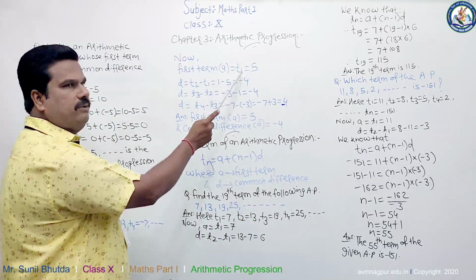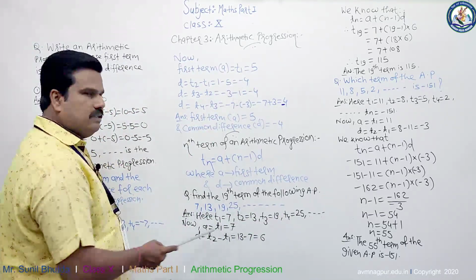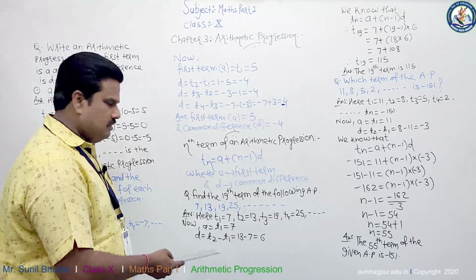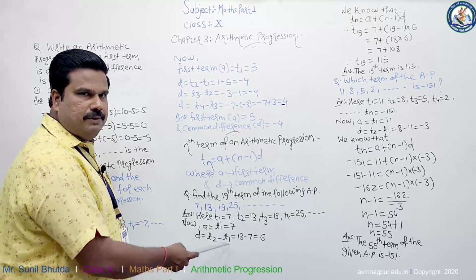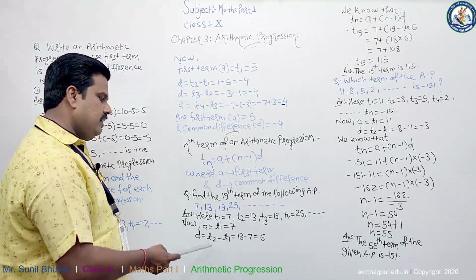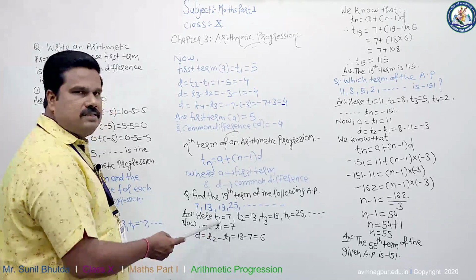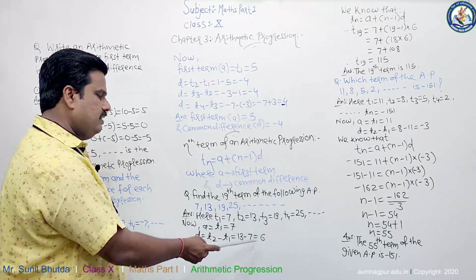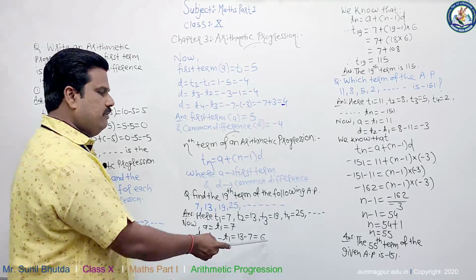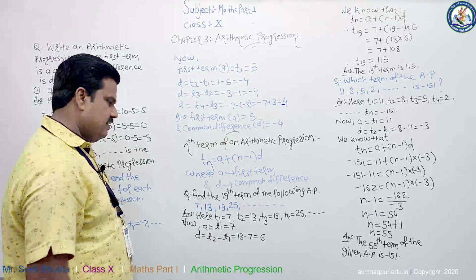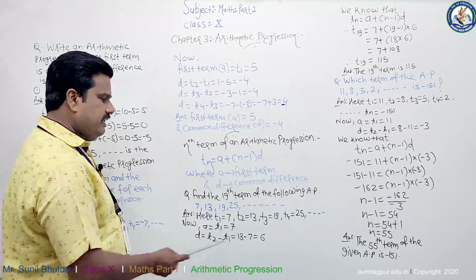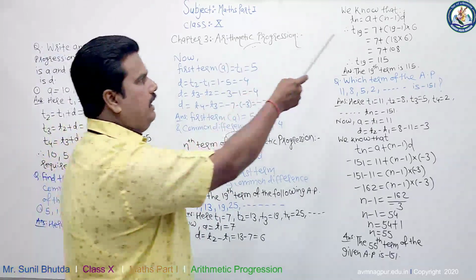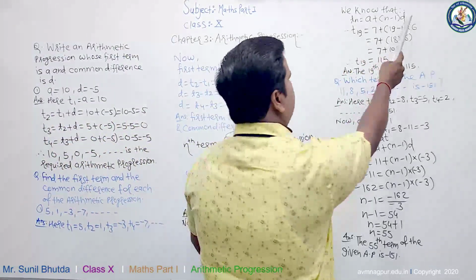What is a? a means T1. T1 is 7. Therefore, a is equal to 7. What is d? The common difference. Common difference means the difference between any two consecutive terms. Here we can take T2 minus T1. T2 is 13, minus T1, which is 7. 13 minus 7 gives 6. So a is 7 and d is 6. And we know that the formula for Tn is a + (n - 1) d.